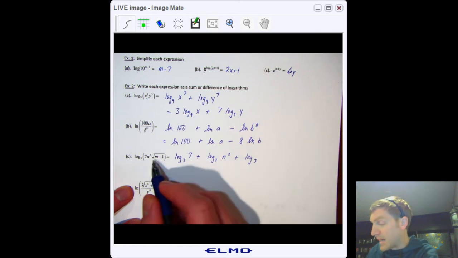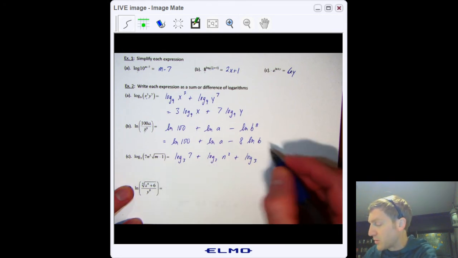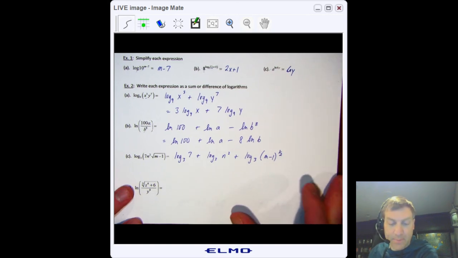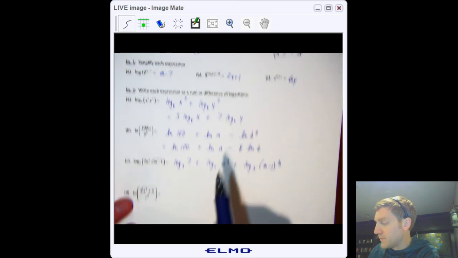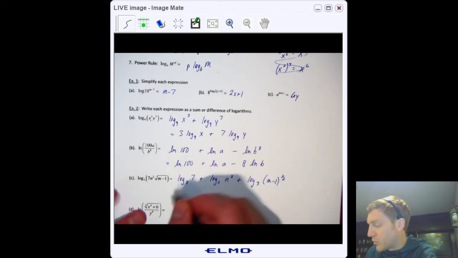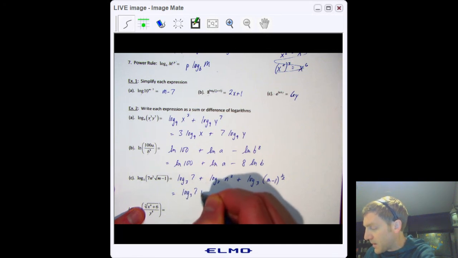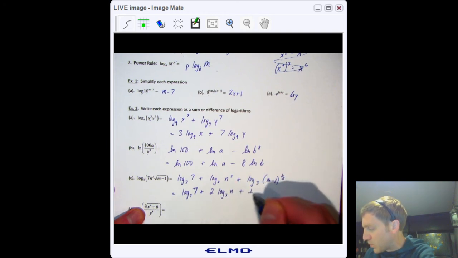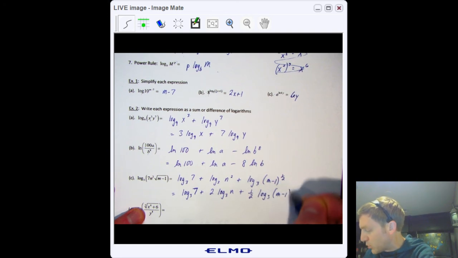And I'm going to rewrite, anytime you have a radical, rewrite it as a fraction exponent, like we talked about a couple units ago, right? Square root of m minus 1 is the same as m minus 1 to the 1/2 power. So I'm going to do that, m minus 1 to the 1/2 power. Now that I've done that, now I can apply my power rule. And the exponents I'm going to bring down in front. So log base 3 of 7 plus bring down the 2 times the log base 3 of n plus bring down the exponent 1/2 times the log base 3 of quantity m minus 1.